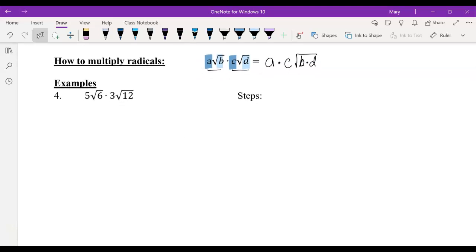So let's look at an example and then we'll write out the steps. So this first one, I have a 5 on the outside and a 3 on the outside, and I can see that these are being multiplied together. So 5 times 3 gives us 15.